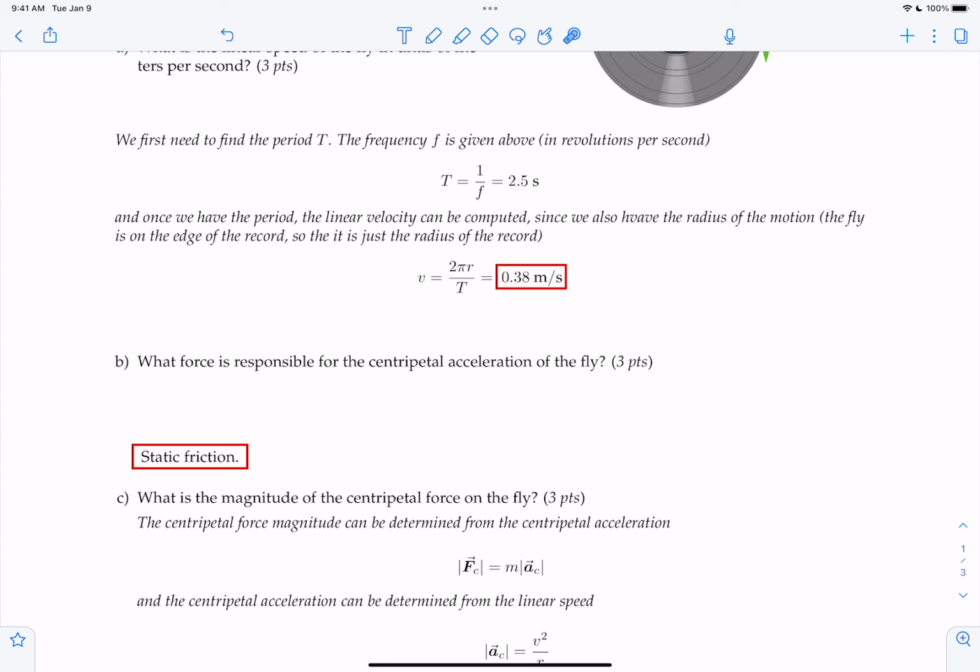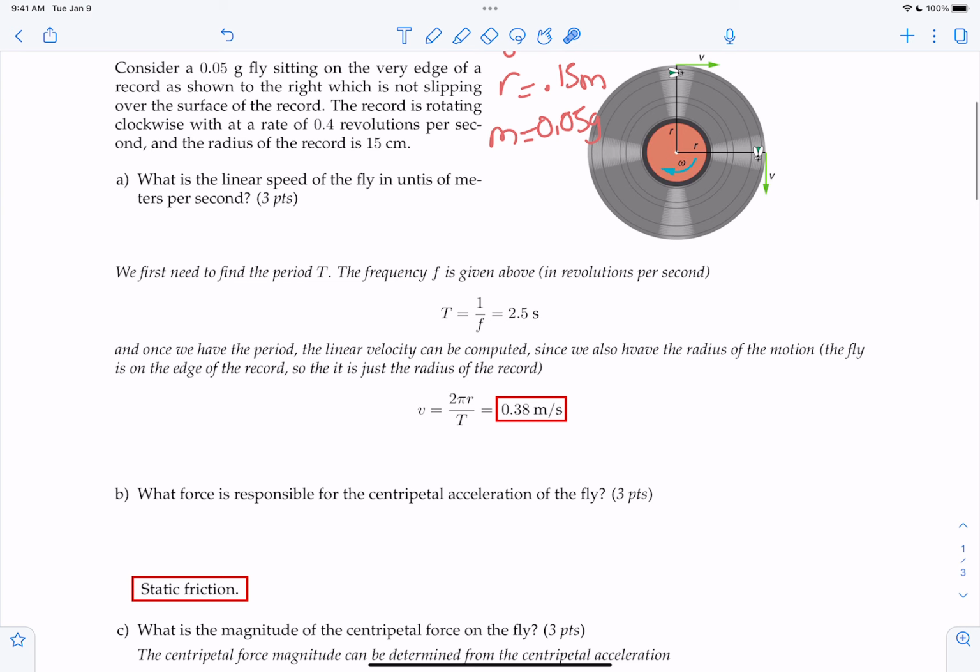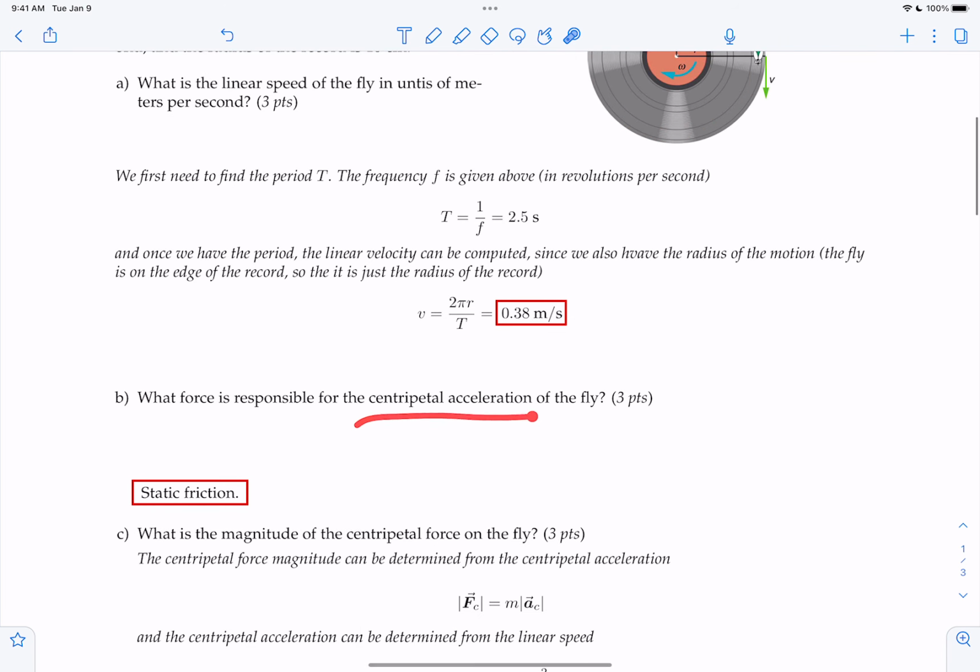Now, for what force is responsible for centripetal acceleration, remember we said static friction. It's the force that prevents slipping or sliding on the record player and allows us to move in that circular motion, right? Because normal force and gravity are pointed along the y-axis, and then the static friction force would be along the x-axis, to help turn around in that circular path. So this is pretty much going to be the case for these types of problems.